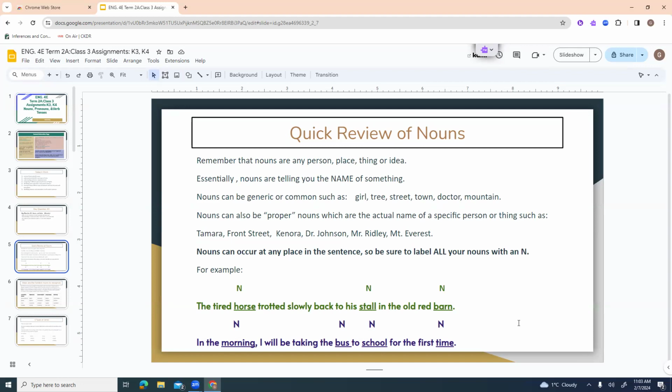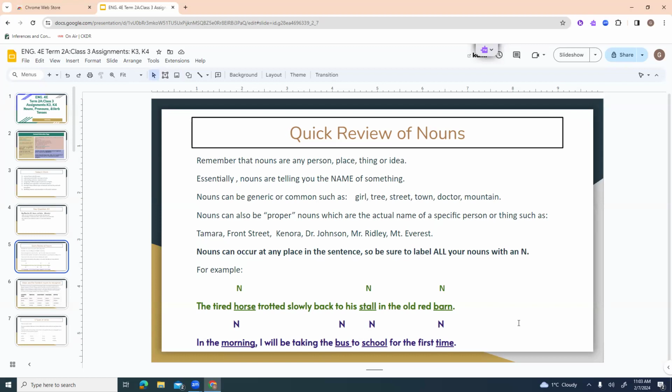So here's an example of a sentence. The tired horse trotted slowly back to his stall in the old red barn. So horse is a noun, stall is a noun, and barn is a noun. So I've got to label all of those. I underline them as well, just so it was really easy to tell, but you don't have to do that.